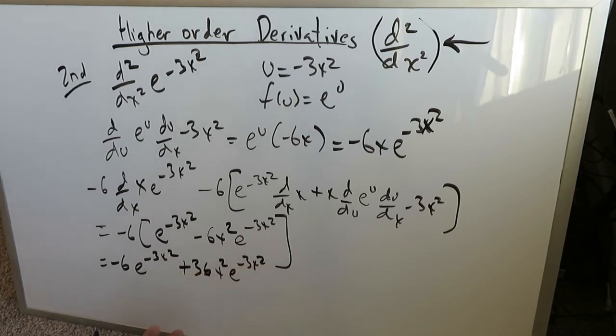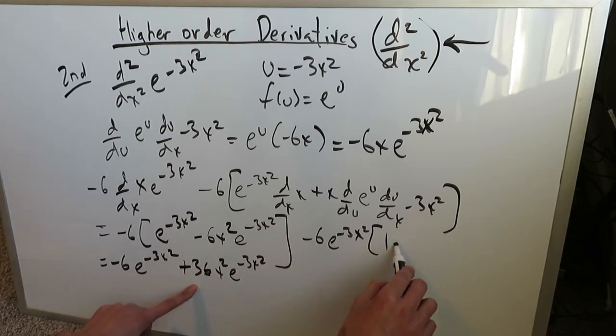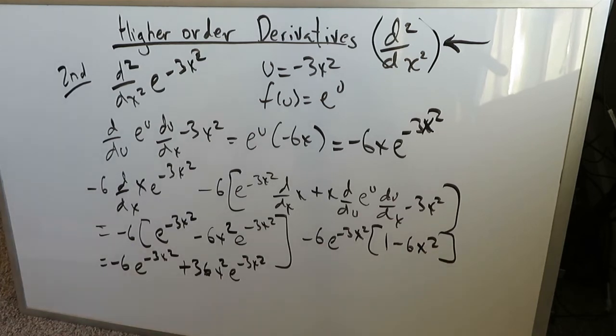You can isolate. You have 6's here and you have e to the minus 3x squared. You can isolate a minus 6 and you can isolate an e to the minus 3x squared, and within the parentheses you will get a 1 over here because all of this goes in this one time, and here you get a minus 6x squared. If you isolate, you'll get that.